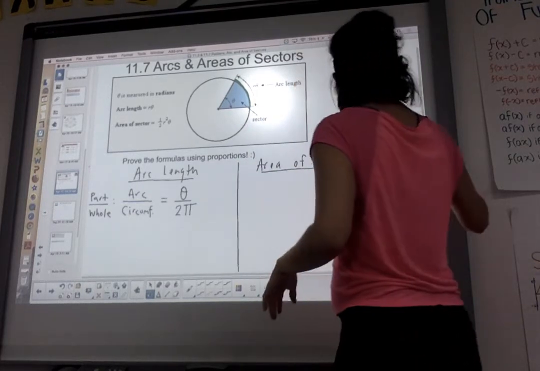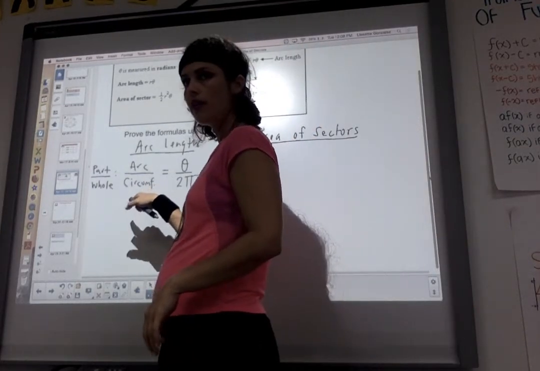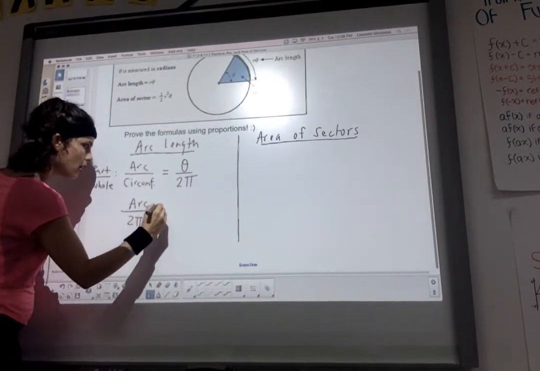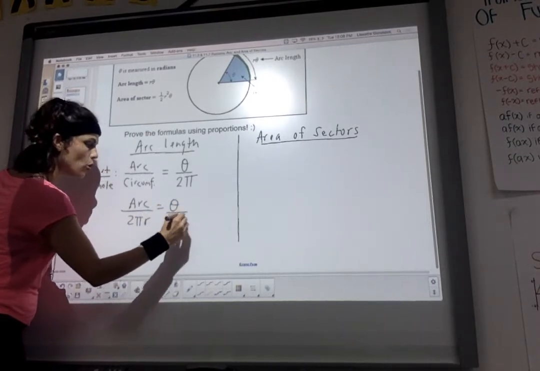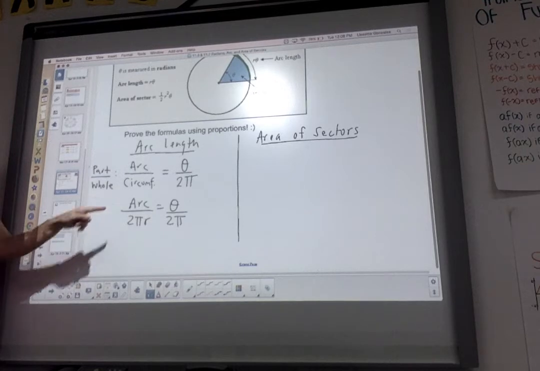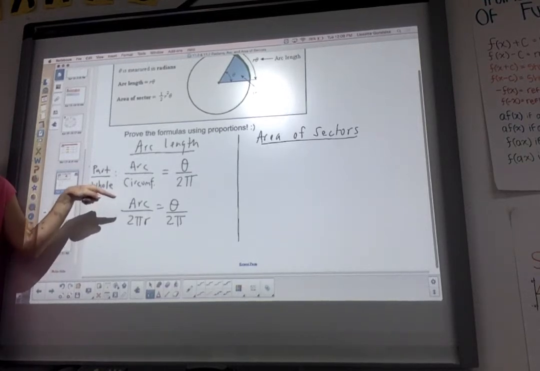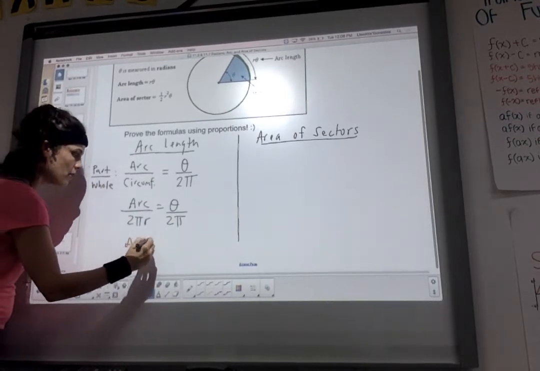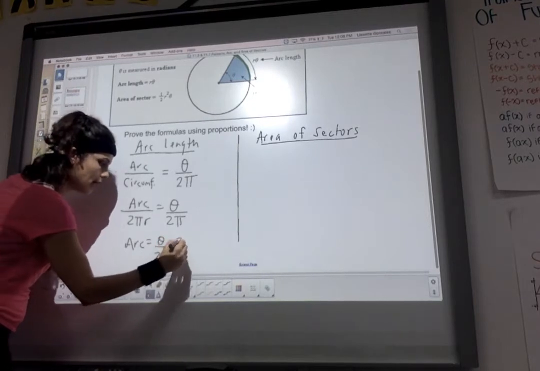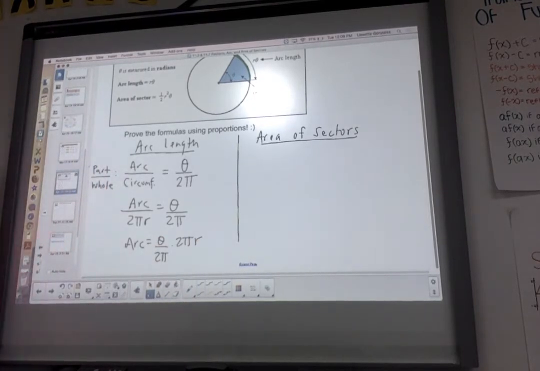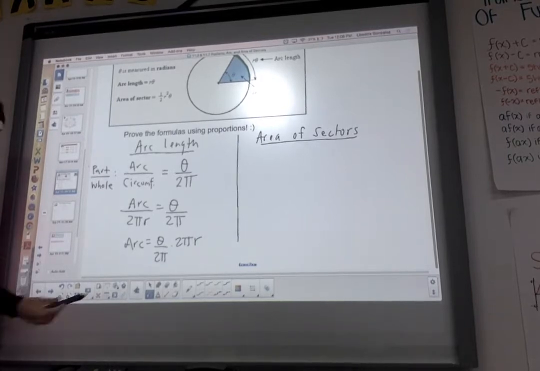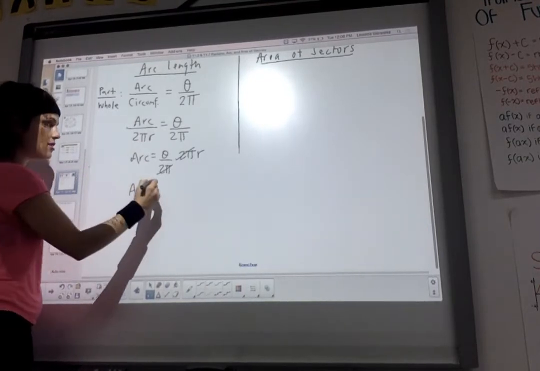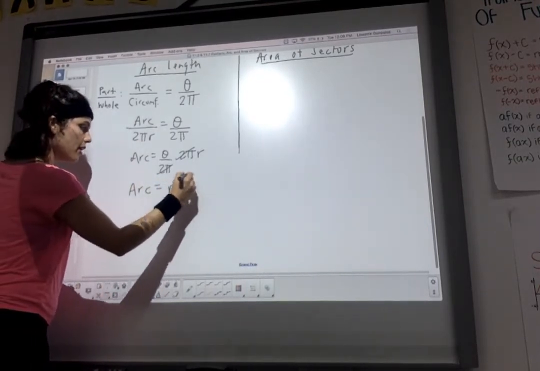Yeah. Okay. And what was the formula for circumference again? 2 pi radius. 2 pi r. So go ahead and replace that for 2 pi r. And we're solving for what arc equals. So how do you solve for arc? Cross multiply. Multiply both sides by 2 pi r. Everybody okay? And what cancels? The 2 pi. So you're left with the fact that the arc length is equal to r theta.